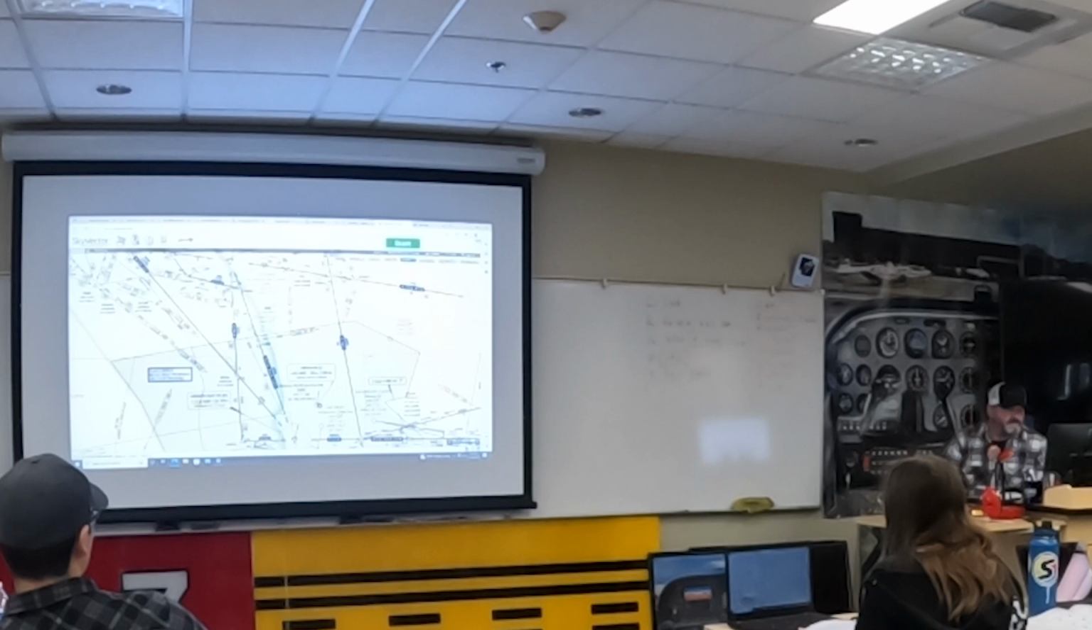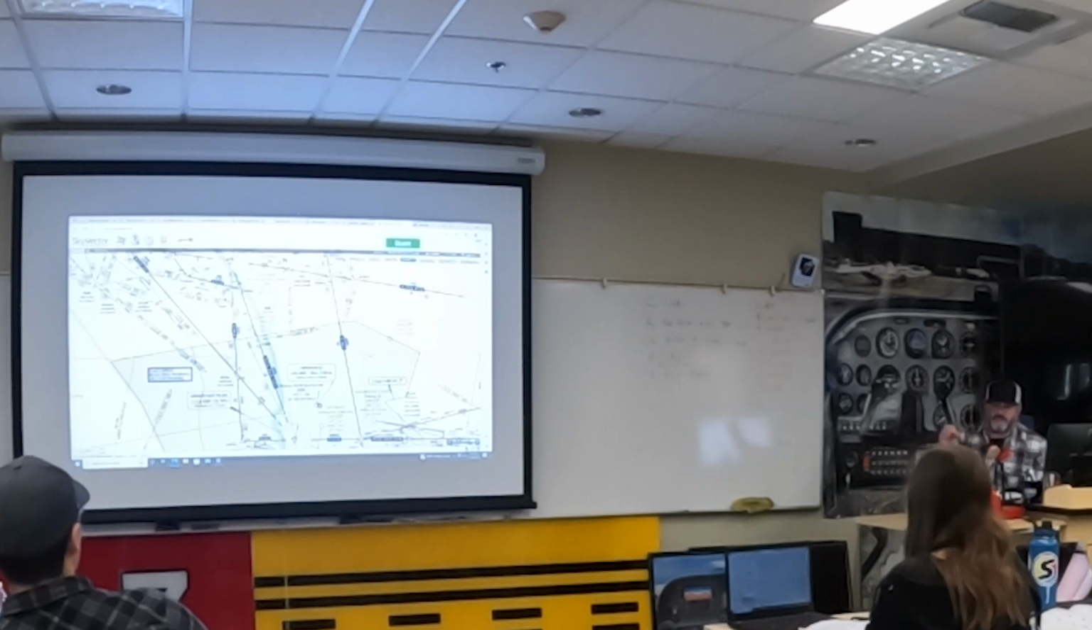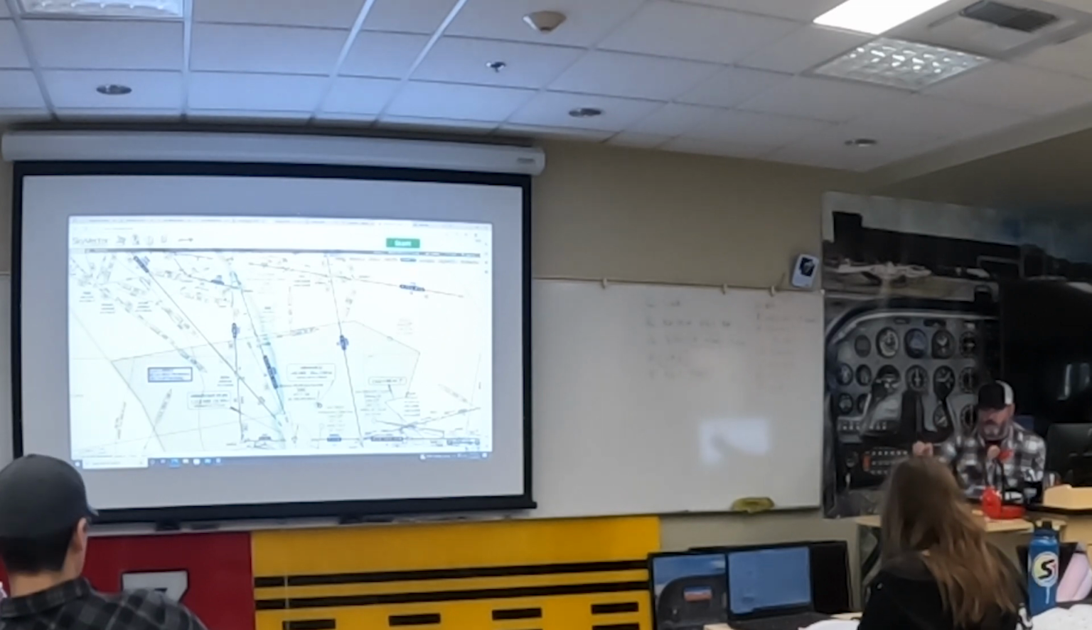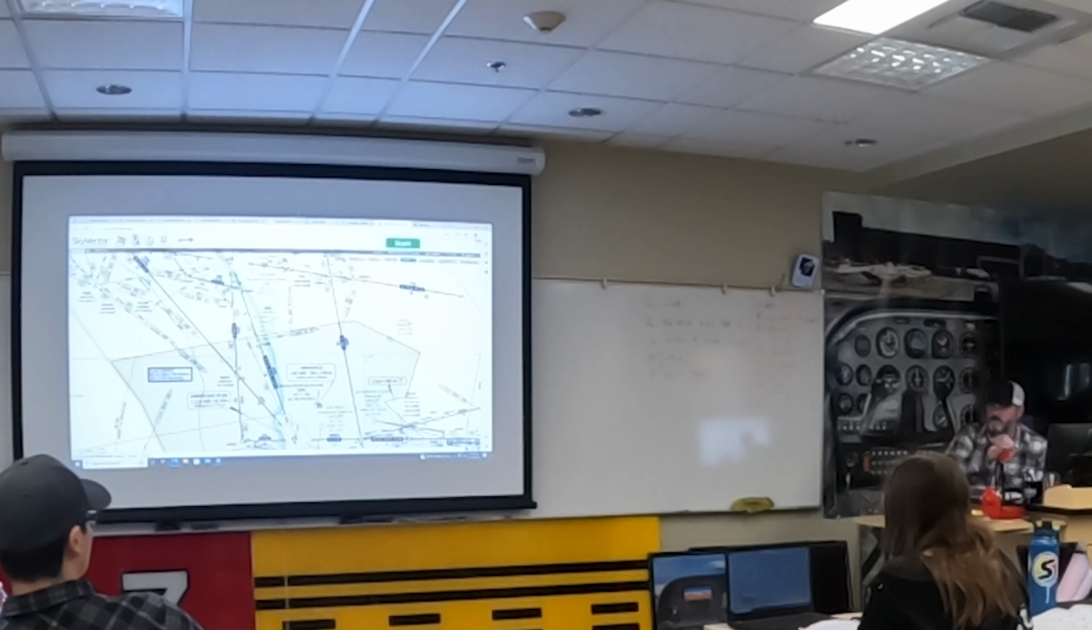Hold. Incidentally, any turn to the right under IFR is normal. Any turn to the left under VFR is normal. Just bank that. Some other things.